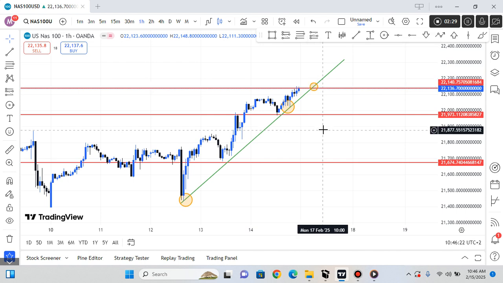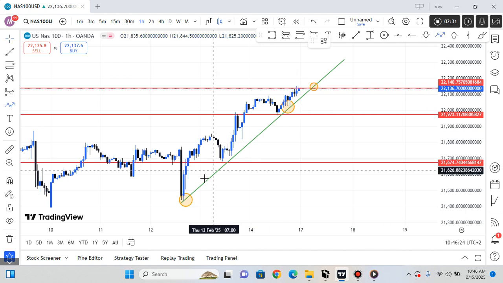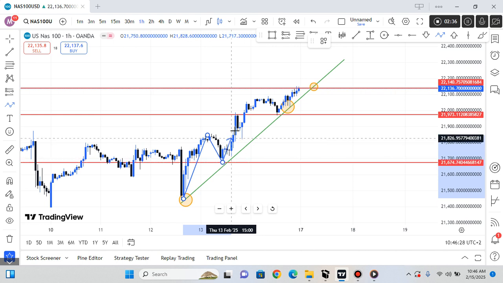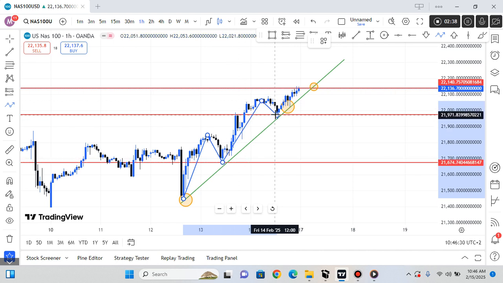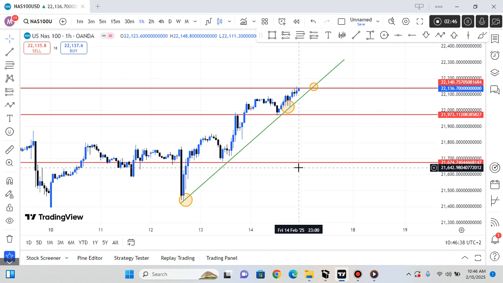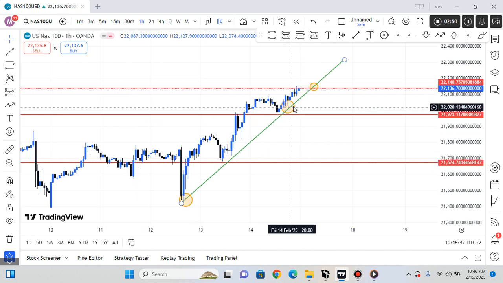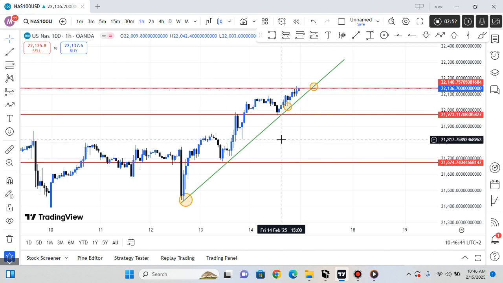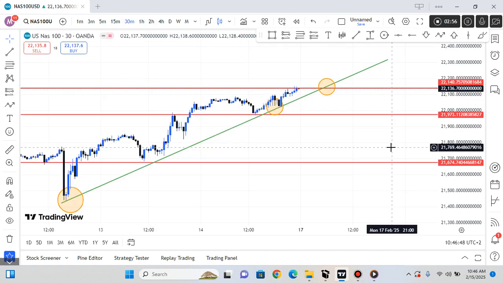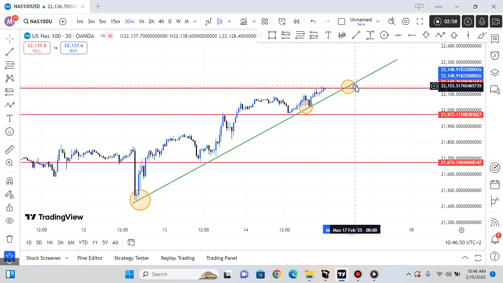Why? Because look what's happening here, guys. This is break, touch, break, touch. Now we want to break, touch, and then we continue. This is what I'm seeing for now. And then what can we look at now? We want to see where we can spot a good entry. Now, since we are here, let me go straight to the 30 minutes time frame.